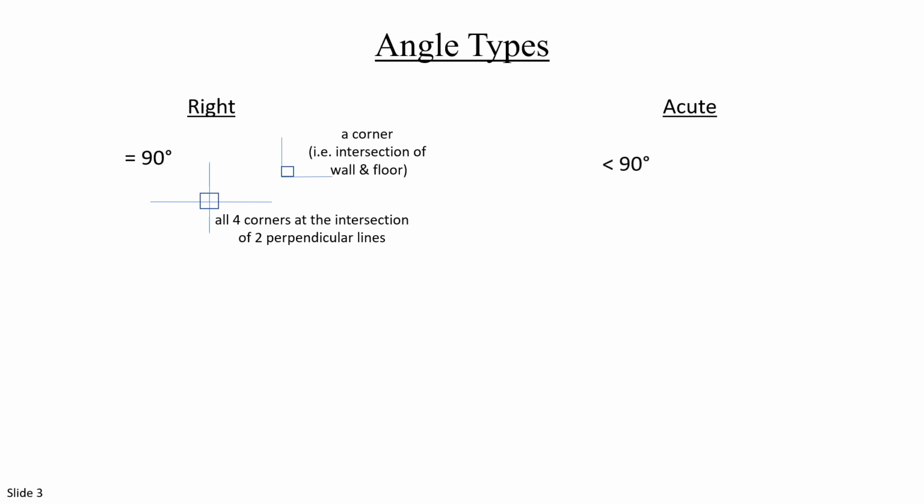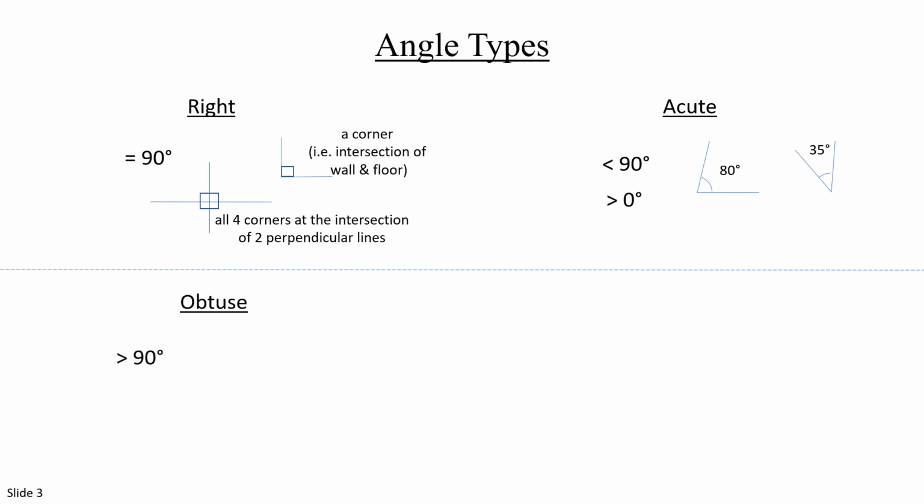Acute, less than 90 degrees. So here's an angle, 80 degrees, that's less than 90, so it's acute. 35, less than 90, so it's acute. But it has to be greater than 0, because if it's 0, then it's not really an angle.